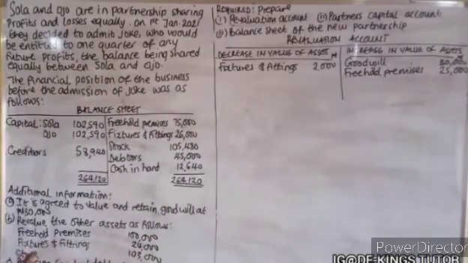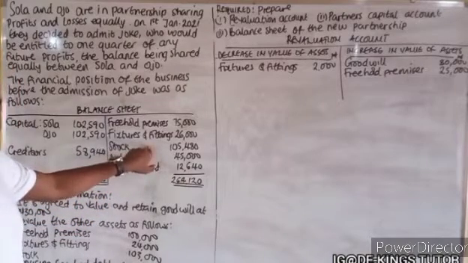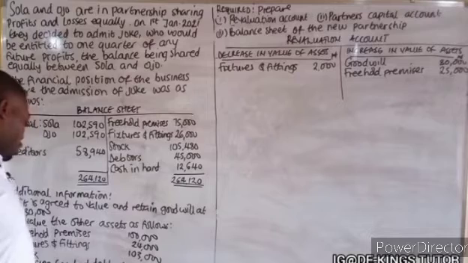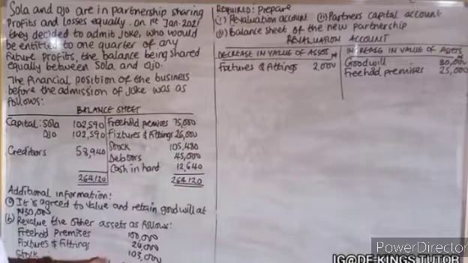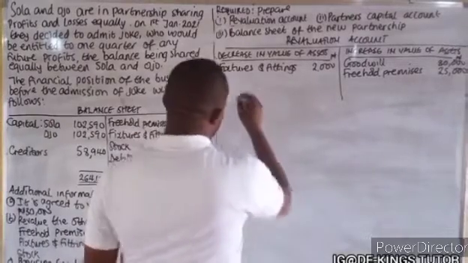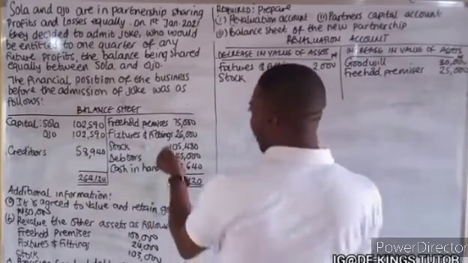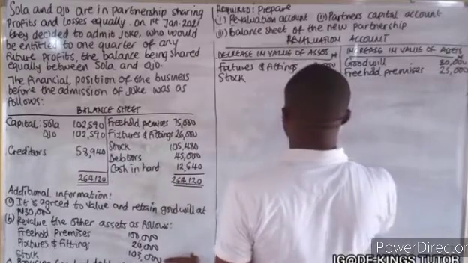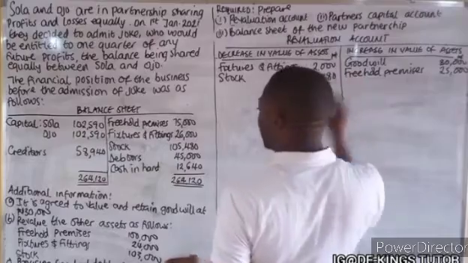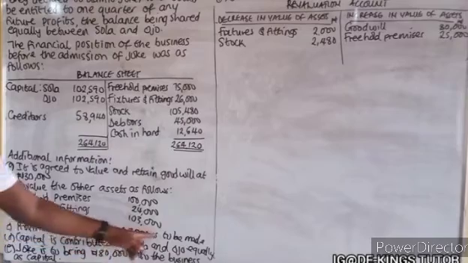The next one, stock 103,000 is the revalued amount, while the previous stock is 105,480. Okay, so we are going to post the difference. It reduced. Look at the previous amount, but when they revalued it, it is now this. So we're going to have stock, because stock is an asset, so the value reduced. From this to this. So 105,480 minus 103,000 will give us 2,480.